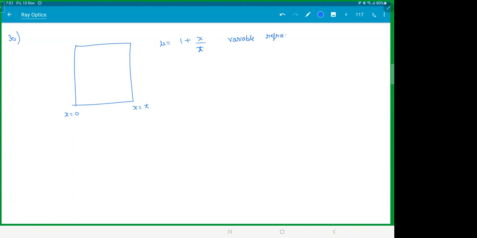The slab's refractive index is not constant. At x is equal to 0, refractive index mu is equal to 1. Here the refractive index is equal to 2. Mu varies actually. Now find the shift. Outside is 1. So you have a slab with a variable refractive index. Let's get this. This is how we can bring calculus into the picture.